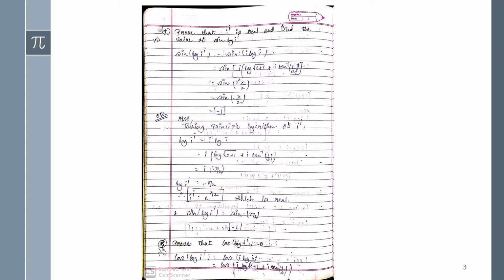In this example, first of all, you have to prove that i raised to i is a real number. It means after finding the value of i raised to i, it must be a real number only. There will not be included any kind of i, that is, a complex number. It must be in the form of a real number only. And secondly, you have to find the value of sin log i raised to i. So from these two parts you can start with any part.